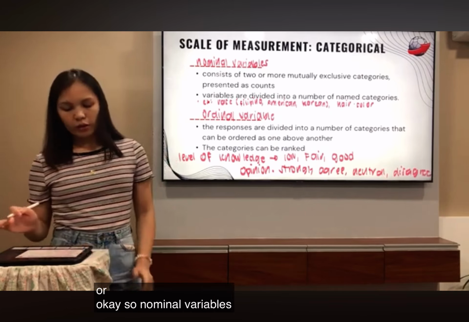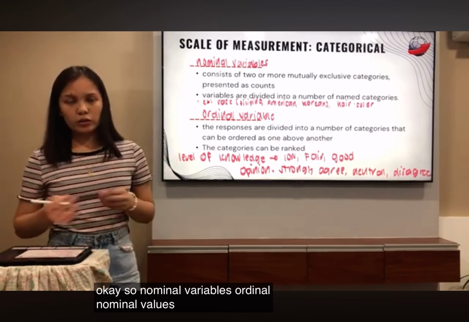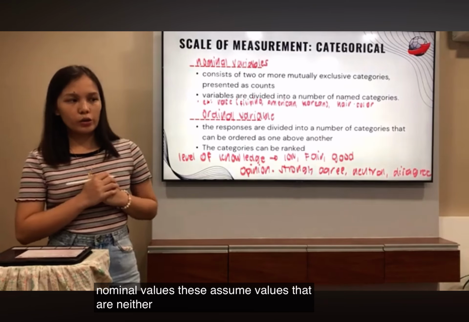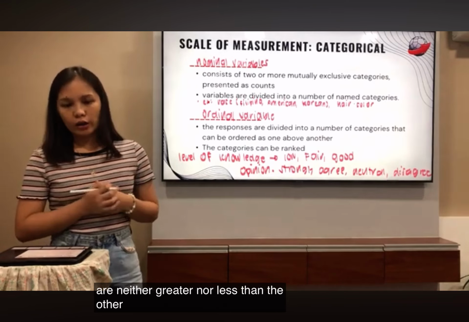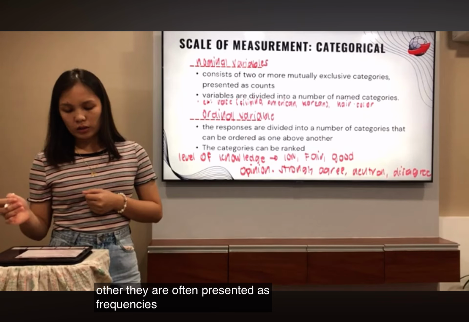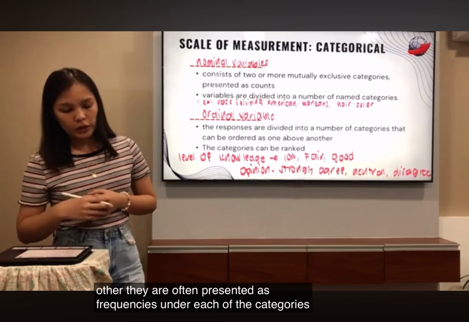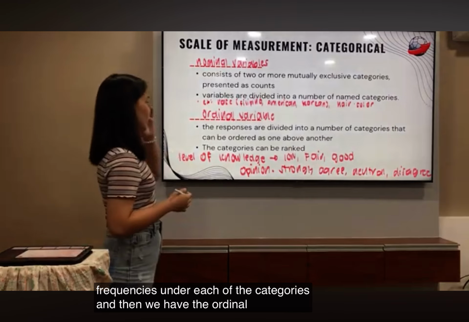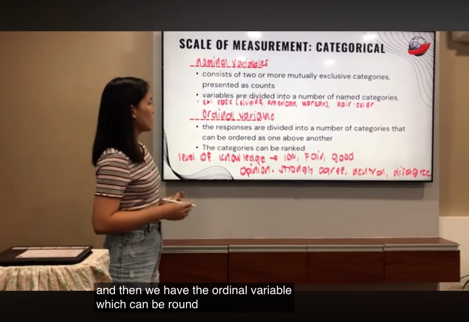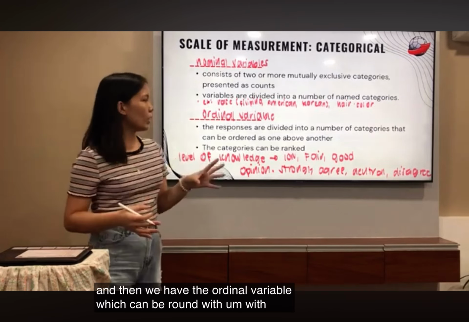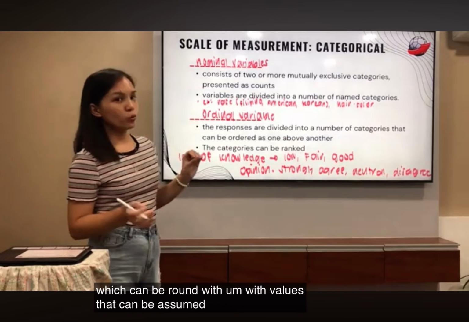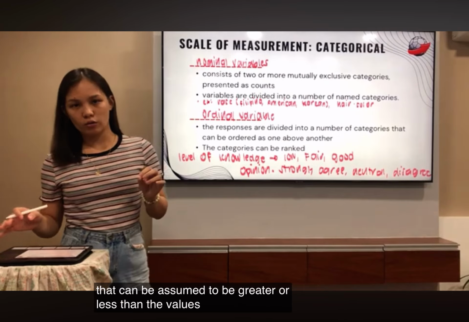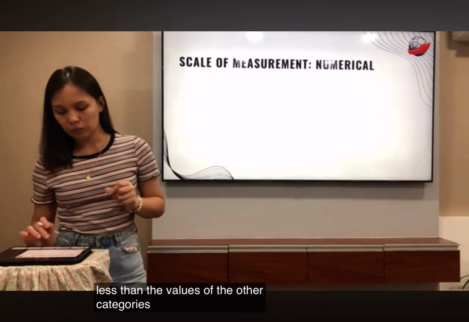So nominal variables assume values that are neither greater nor less than the other. They are often presented as frequencies under each of the categories. And then we have the ordinal variable, which can be ranked with values that can be assumed to be greater or less than the values of the other categories.